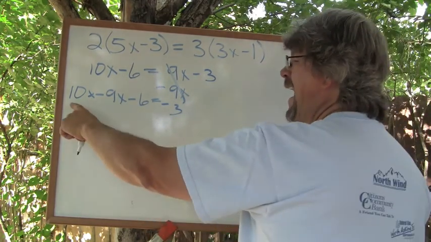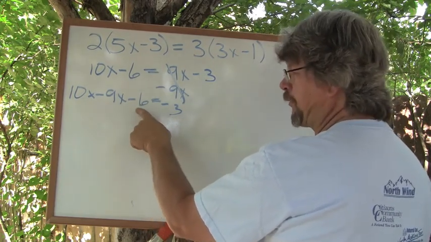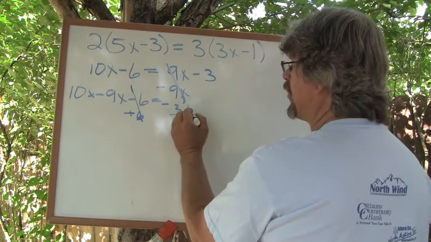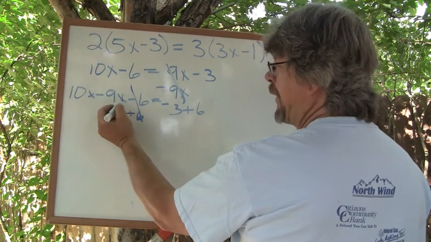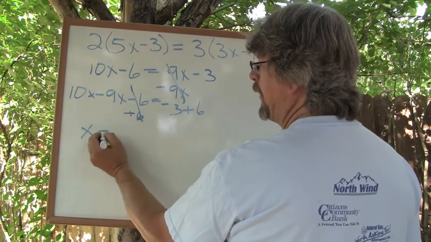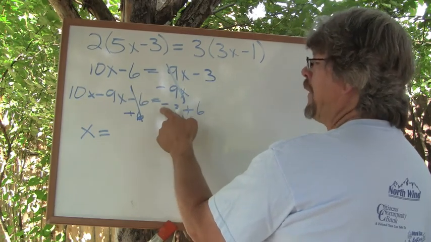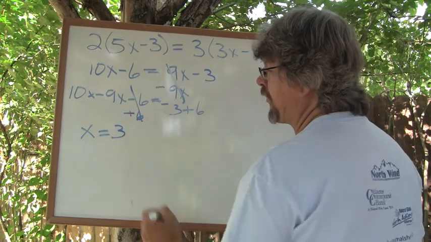We want to add the 6. Since it's been subtracted, we add 6 to both sides. It will cancel here, so that 10x minus 9x is simply x. See, it already solves itself. X is equal to -3 plus 6, which is 3.